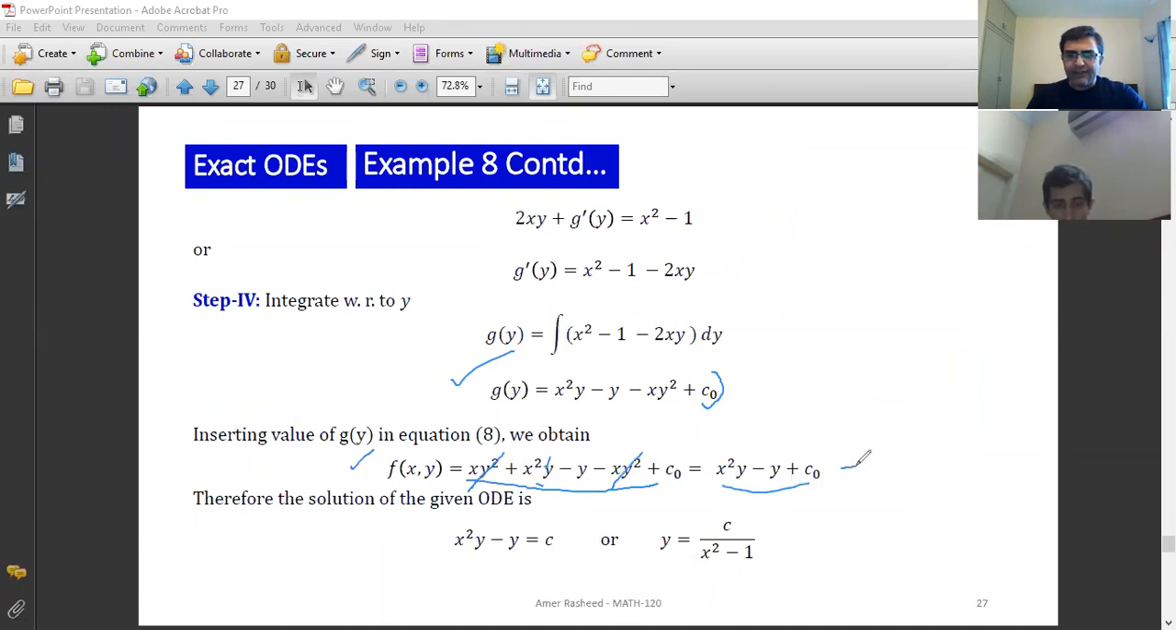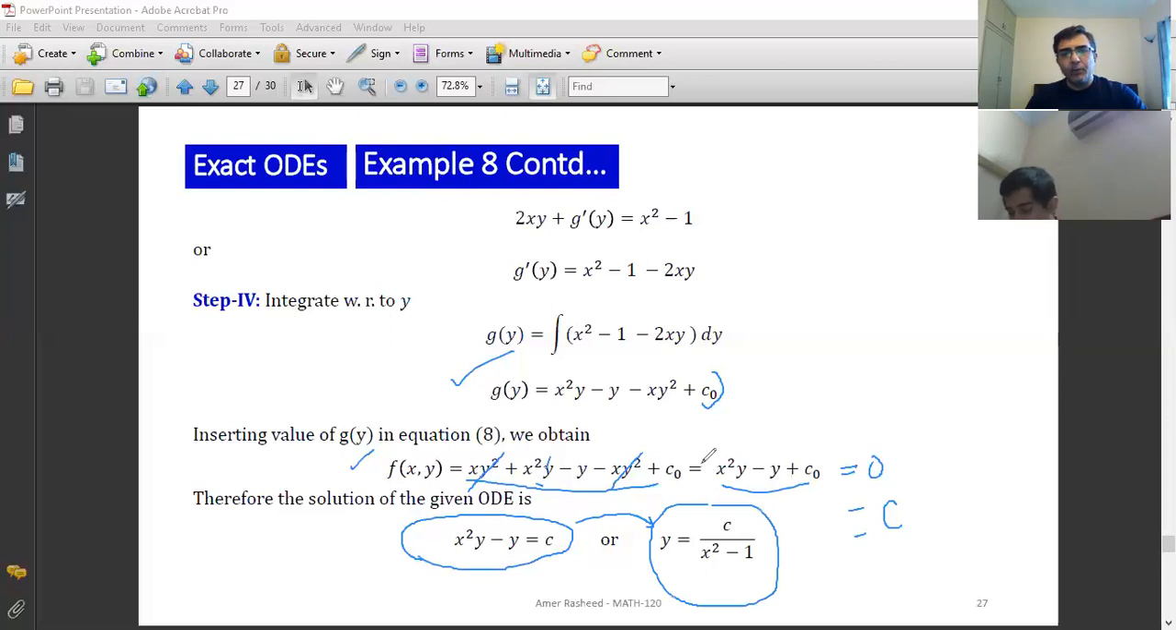Now putting this equal to 0 or some constant, we can find the final solution, which is given by this equation, and we can separate y in order to find the explicit solution. So this is the required solution of the given exact differential equation. I hope you got it.